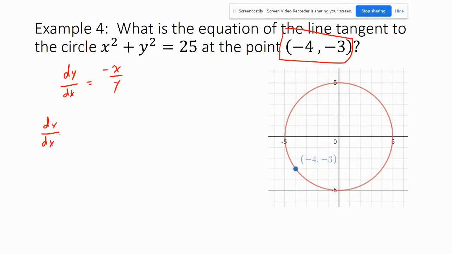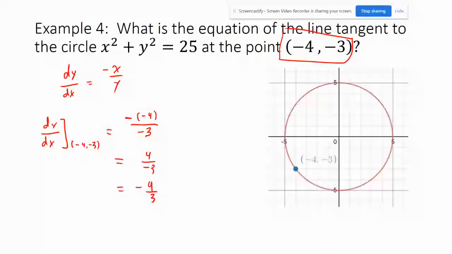dy/dx at (-4, -3) is equal to -(-4) over -3. Hmm, that means this guy over here is going to have a slope of -4/3. Okay, so from here, if I just go down 4, 1, 2, 3, 4, and over 1, 2, 3 to this guy over here, my line should look like this.